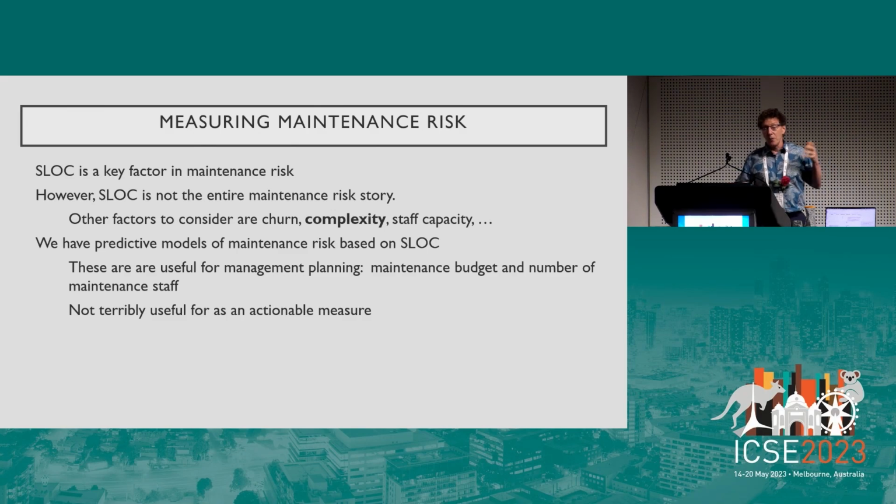There are predictive models of maintenance based on code size, but while this might be useful for planning your staffing, right? If our code base is expected to double, we need twice as many programmers and maintainers. It doesn't really tell you what to do to manage risk. So if I have a file that's 10,000 lines of code, I cannot divide it up into two 5,000 line of code files and cut the risk in half, right? It doesn't work that way. So it's not a very actionable measure.